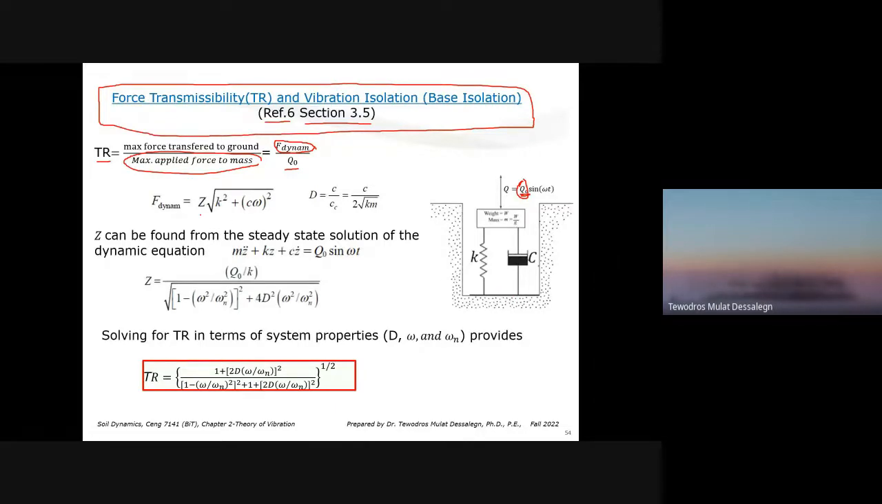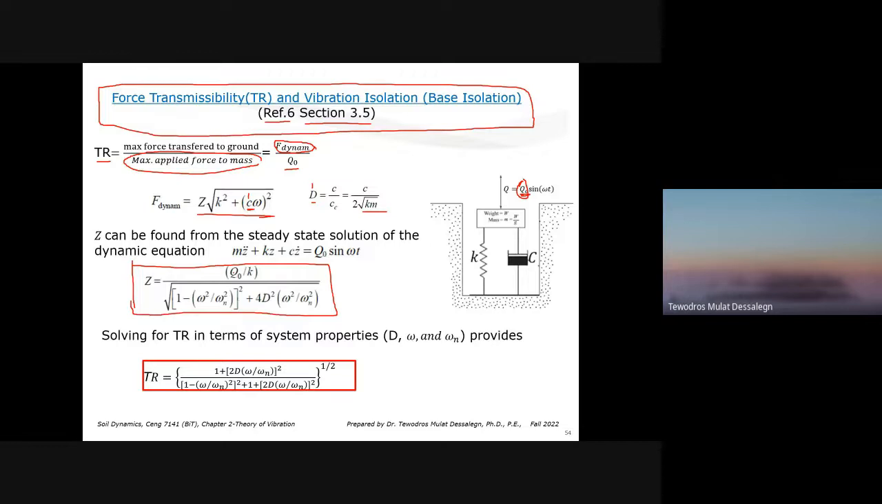The maximum dynamic force, we just derived, is given by Z, the amplitude of motion, times the square root of K squared plus (C omega) squared, where D is the damping ratio, C by Cc. So you can calculate C from the damping ratio. One of them is enough: either they give you the damping value, or the damping ratio with the mass and stiffness. Z we know from the previous equation; it can be found from the steady state solution, which is this form.